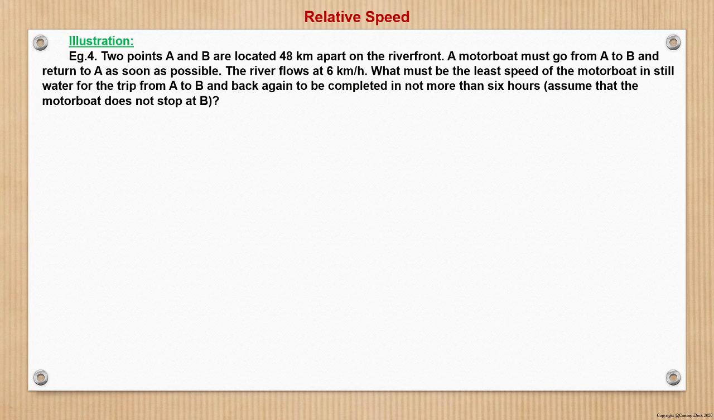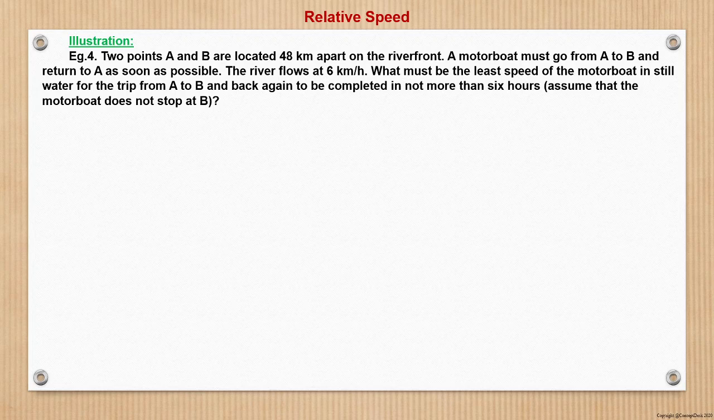Now we'll move to the next question, which is question number 4. It says that 2 points A and B are located 48 kilometers apart on a river front. A motor boat must go from A to B and return to A as soon as possible. The river flows at 6 km per hour. What must be the least speed of the motor boat in still water for the trip from A to B and back again to be completed in not more than 6 hours?